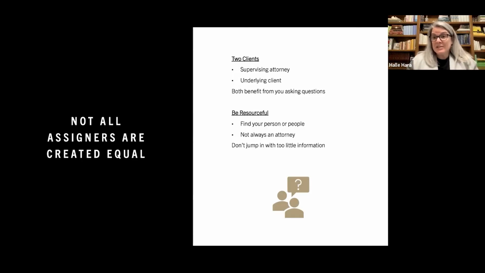So what happens if somebody does the dump and run? They're not there for you to ask clarifying questions. So be as resourceful as you can.